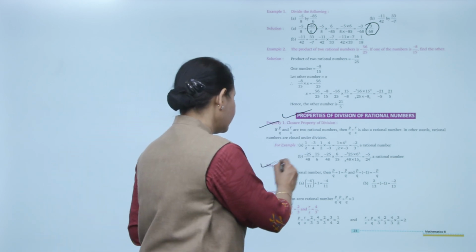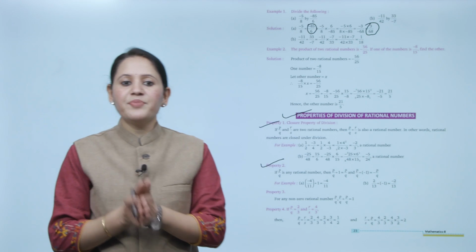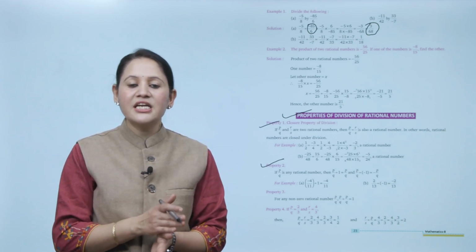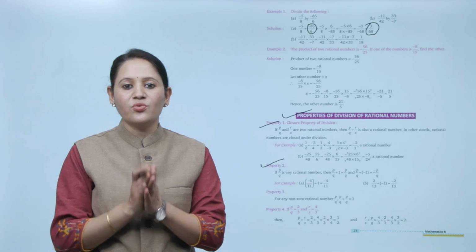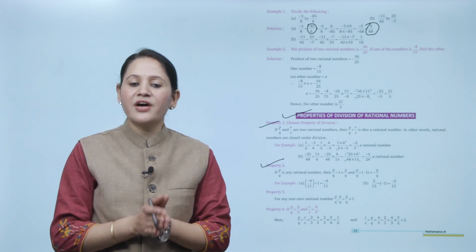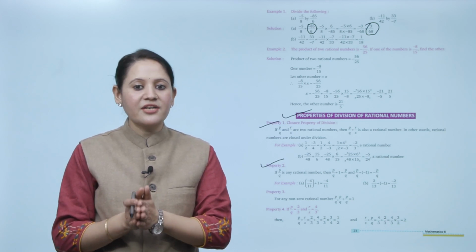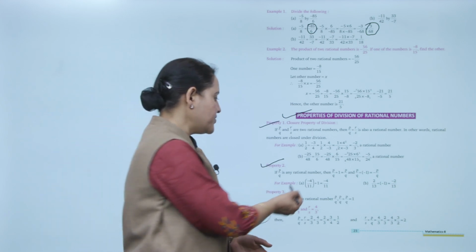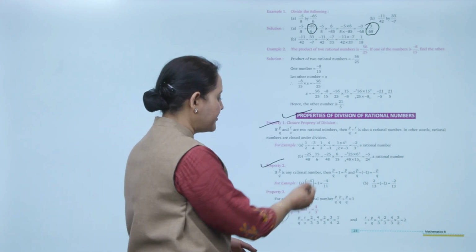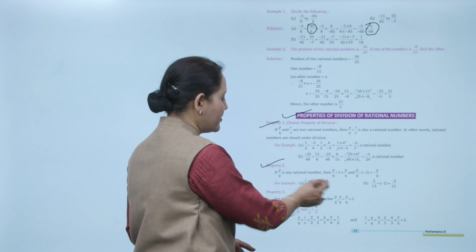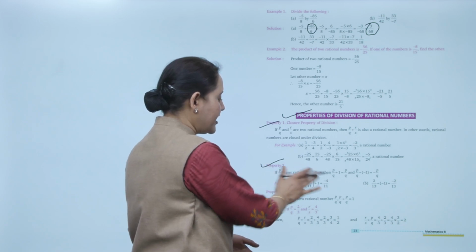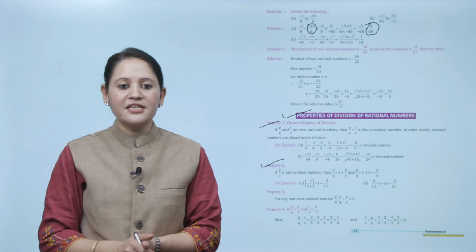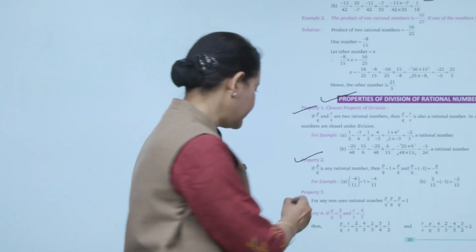Next, property 2. If p upon q is any rational number, then p upon q divided by 1 gives you p upon q, and p upon q divided by minus 1 gives you minus p upon q. For example, minus 4 upon 11 divided by 1 gives you minus 4 upon 11. Means if we divide any rational number by 1, you will get the same rational number as the result. Next, property 3.